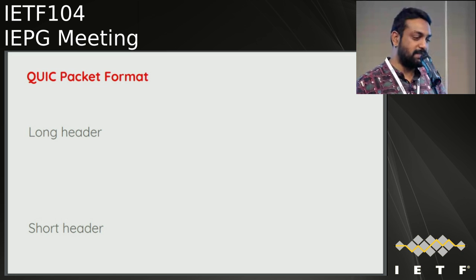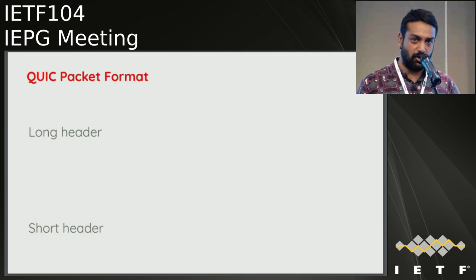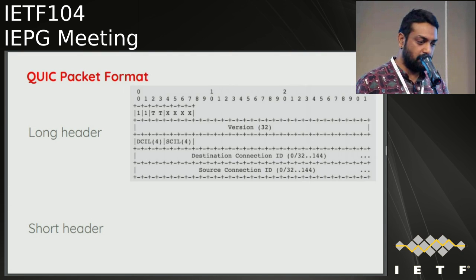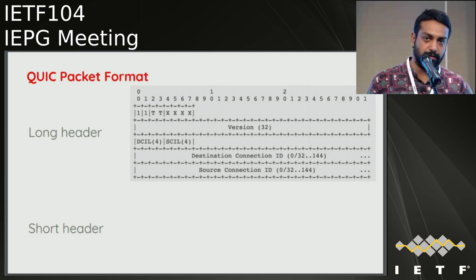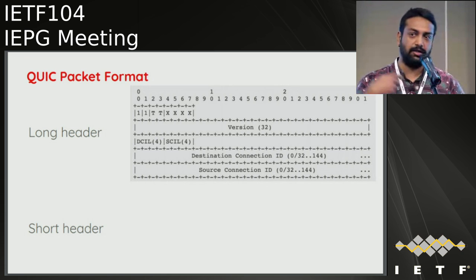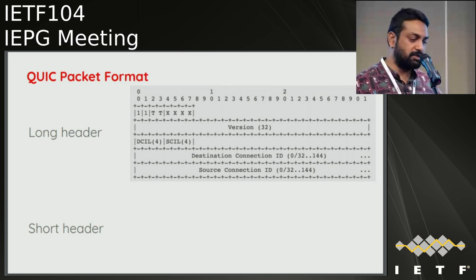The packet header basically has two flavors: the long header and the short header format. The long header format looks like this. It's only used during the handshake to bootstrap, to set up the connection. And the bits you see there, which are not marked out with XXXX, are unencrypted bits visible in the network.